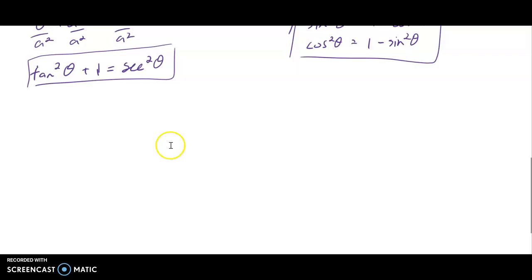So let's just start with an example. First example, say I had the integral of cosine cubed x times sine to the fourth x dx. So let's talk about how this one is different from the ones before.